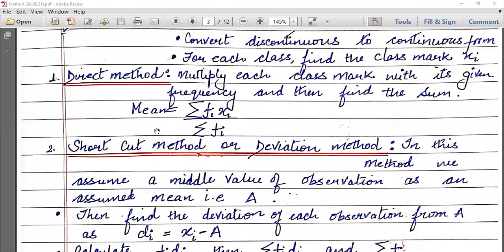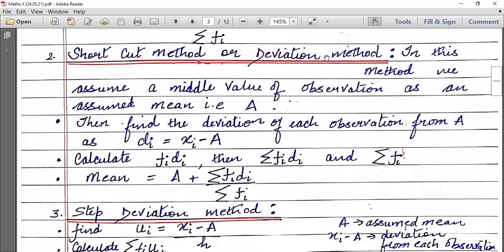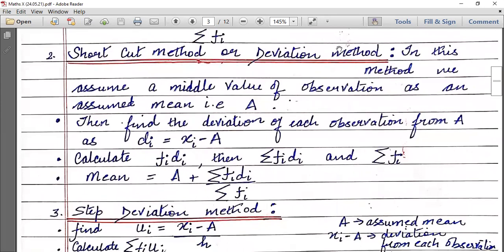Now children, let's see the shortcut method or deviation method. In this, in the beginning only, you will assume a central value or middle value as an assumed mean. You will select a value from xi as an assumed mean a.